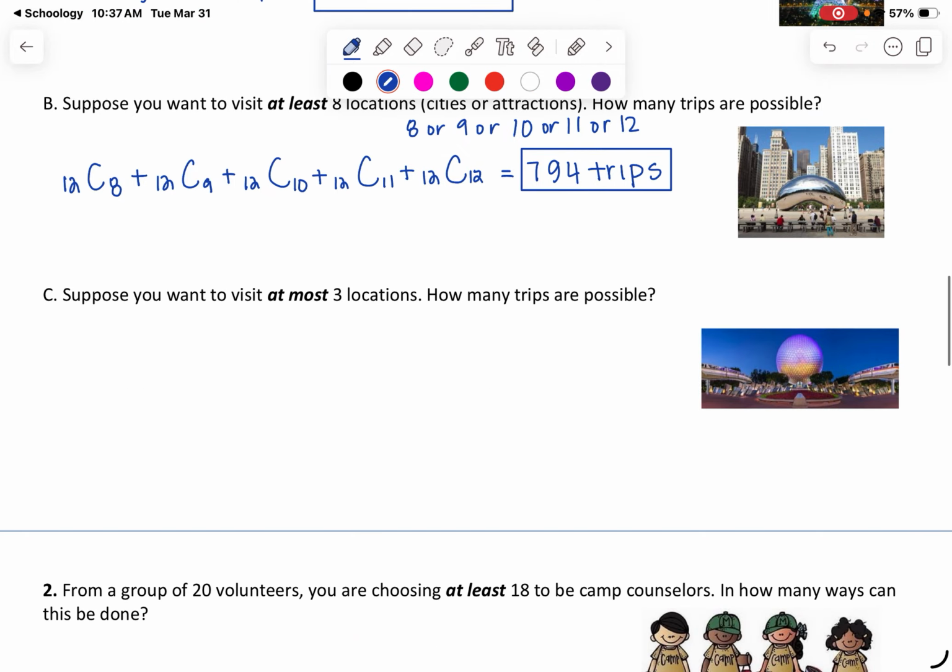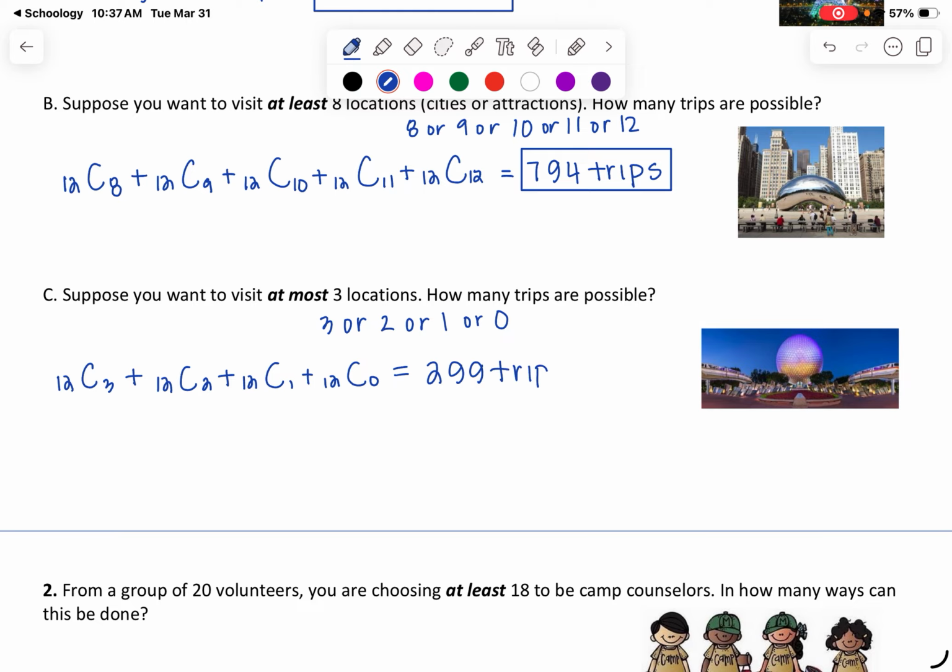All right, here's the other one. Suppose you want to visit at most 3. So this is 3 or 2 or 1 or 0, right? You don't have to go on it. You don't have to choose any of them. So order doesn't matter. Once again, 12 choose 3, or is addition. 12 choose 2, plus 12 choose 1, plus 12 choose 0. And you might be saying to yourself, I don't even have to put the last one in there, but by choosing nothing, that's a choice. So this is equivalent to 1. So make sure you put it in there, or you can just tell yourself it's 1 and add 1. All right, put that in your calculator. You get 299 different trips that you could be doing.